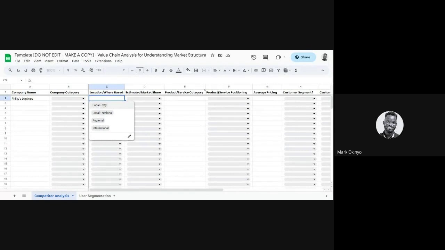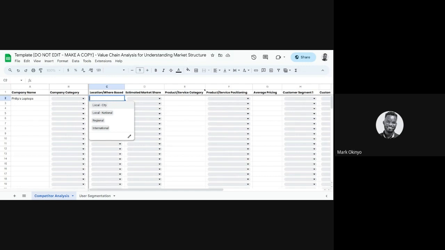And then location. I usually try to group them in a number of different ways, depending on the size of your business. It can be local within the same city. If it's Nairobi, then these are the people that I'm competing with in Nairobi. If it's Mombasa and the likes, and if they're present nationally, meaning they're targeting the whole of Kenya, then you can say, okay, this is a national competitor.